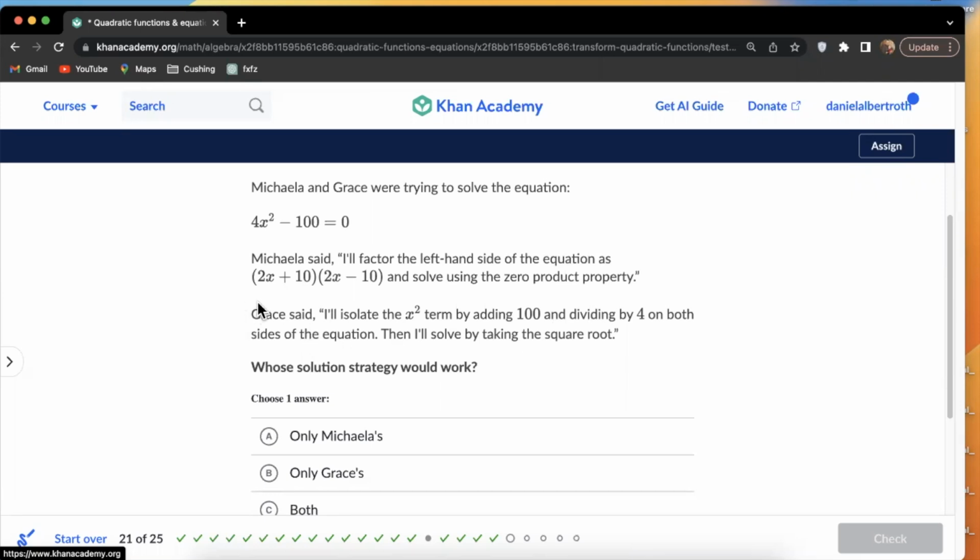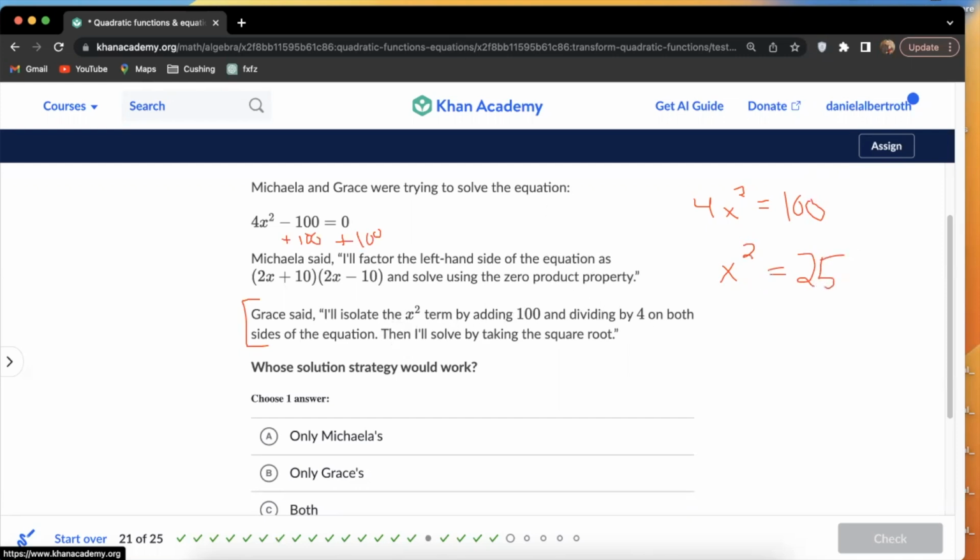So what I want to do is look at Grace's first. I think this is the more direct way to solve it. She said isolate x squared by adding 100. If we add 100 to both sides, that is going to isolate x squared. So if I add 100 to both sides of this equation, I'm going to get 4x squared equals 100. Then she divided both sides by 4, and that would give you x squared equals 25.